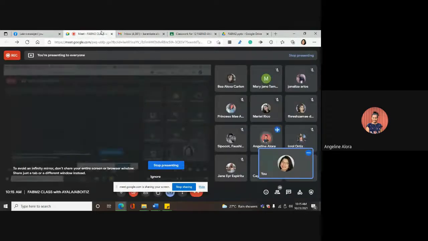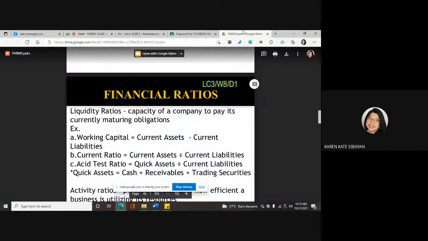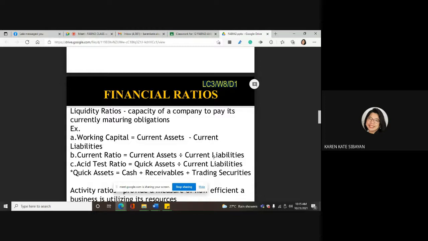Isang taon lang. Yan. Iano lang natin, baka nakakalimutan nyo na. So, dito nyo matitest whether you still have the capacity to pay for your current liabilities. Okay? I-check mo yan. So, for example, working capital equals, ito po yung mga formula, current assets minus current liabilities. For your current ratio, current assets divided by current liabilities. For your acid test ratio, quick assets divided by current liabilities.